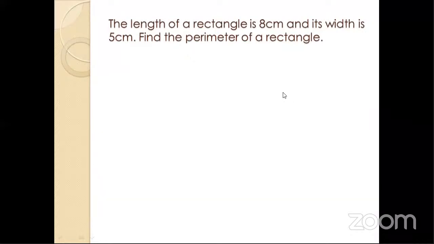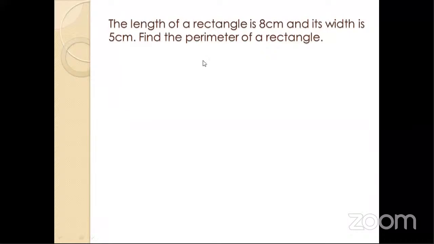When I pick you, please, you unmute. Samara, can you unmute and read for us? Samara, unmute and read. The length of a rectangle is 8 centimeters and its width is 5 centimeters. Find the perimeter of a rectangle. Yes, very good, Samara, for that wonderful reading. Okay, Nicole, I know I'm going to pick you, though you are saying, teacher, me, Calvin, me, teacher. Okay, I will pick you.